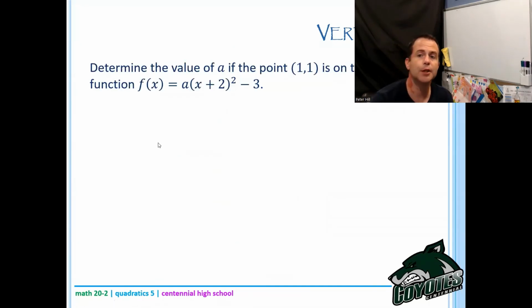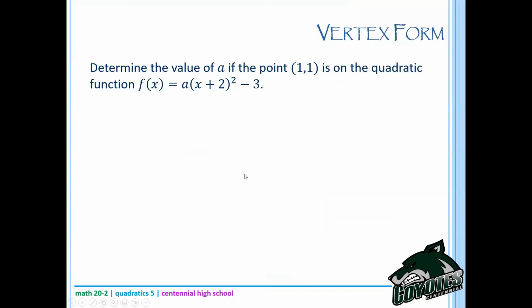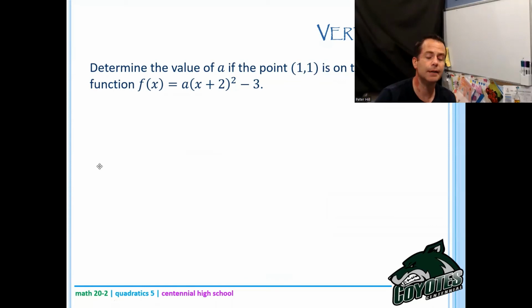Okay, determine the value of a if the point 1, 1 is on the quadratic function f of x equals a times, x plus 2 all squared, minus 3. I'm just going to hide myself here for 1 sec. Okay, the cool thing about being given a point is I can always use that point as a value for x and y.